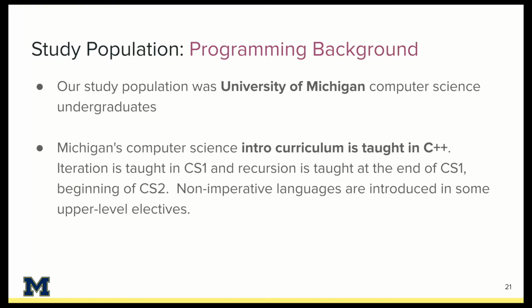As our population was University of Michigan computer science undergraduates, Michigan's computer science curriculum is relevant for contextualizing our results. Specifically, Michigan's computer science curriculum is taught, at least initially, in C++. Iteration is covered in CS1, and recursion is taught at the end of CS1 and the beginning of CS2. While some non-imperative languages are introduced in upper-level electives, the majority of students do not have significant functional programming experience.